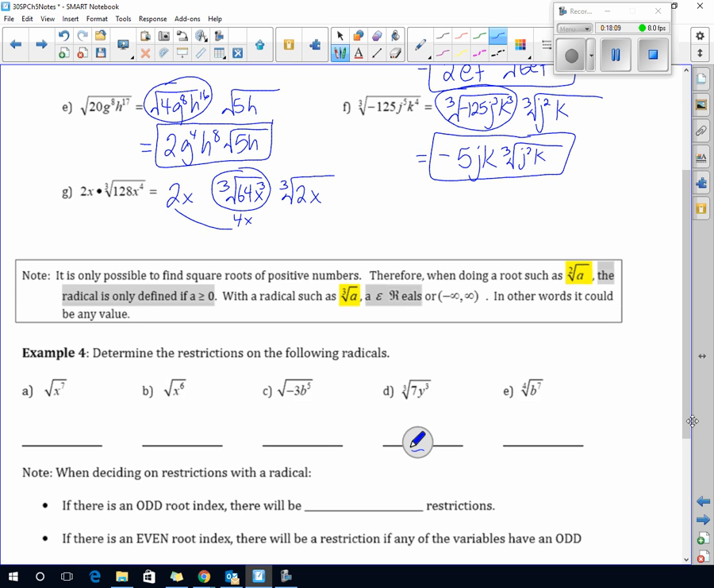Okay, so it's only possible to find square roots of positive numbers. Therefore, when doing a root, such as the square root of a, the radical is only defined when a is greater than or equal to 0. When you have a cube root of a, you can have anything. So that's where somebody must have seen somewhere, if it's an odd root index, there will be no restrictions, right?